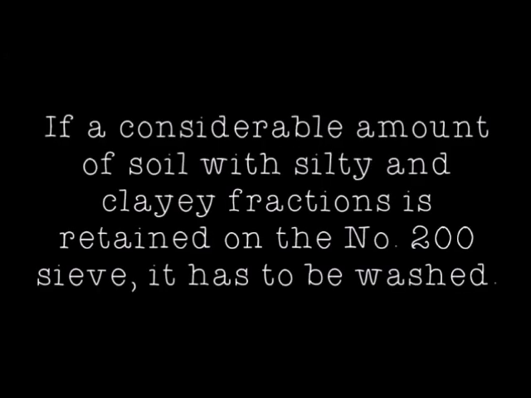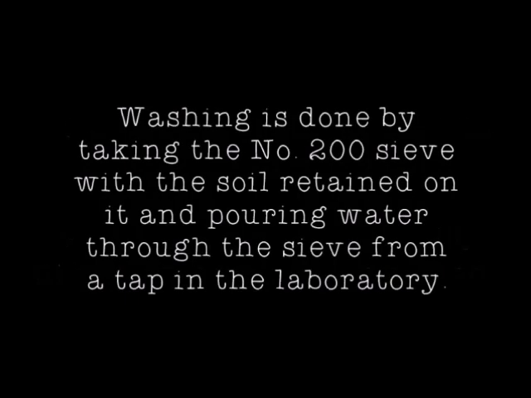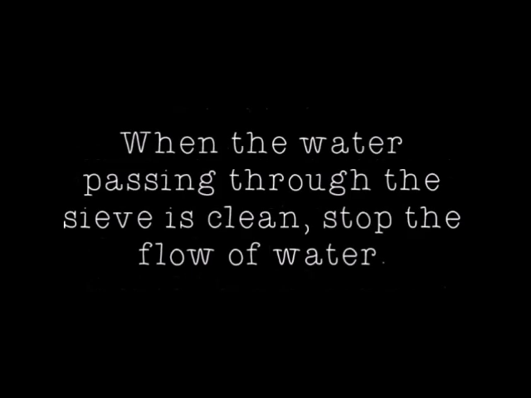Tenth, if a considerable amount of soil with silty and clayey fractions is retained in the number 200 sieve, it has to be washed. Washing is done by taking the number 200 sieve with the soil retained in it and pouring water through the sieve from a tap in the laboratory. 11th, when the water passing through the sieve is clean, stop the flow of water.